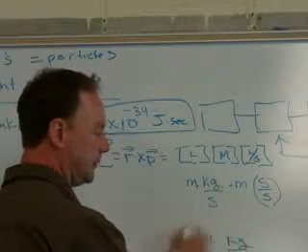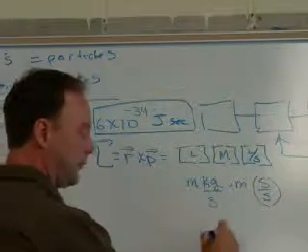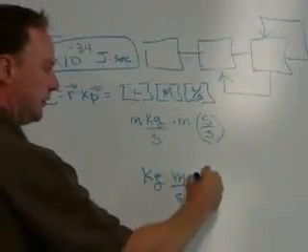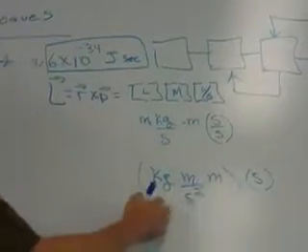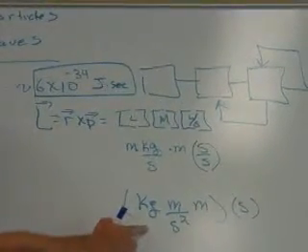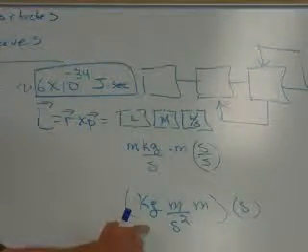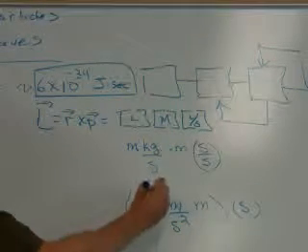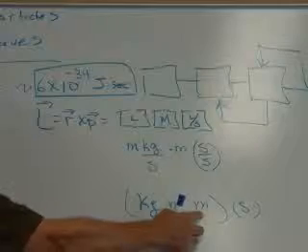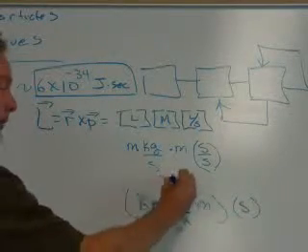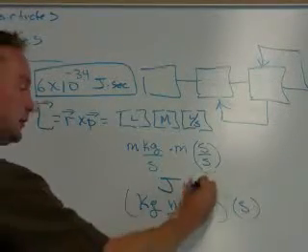Sorry, let me write that again. Let me write kilogram, meter, second squared, meter times a second. What's this stuff? That's an energy. Kilogram meter squared per second squared is a joule, and that's a second, a joule second.